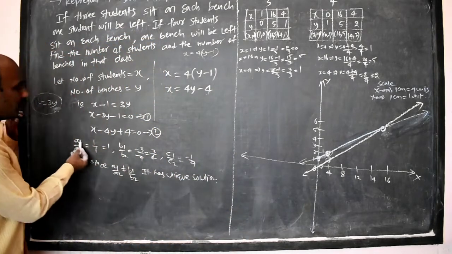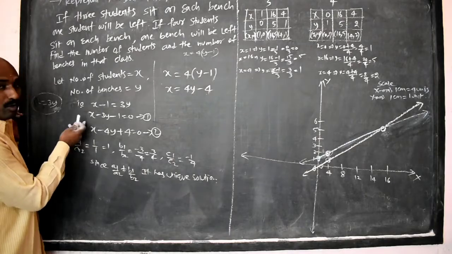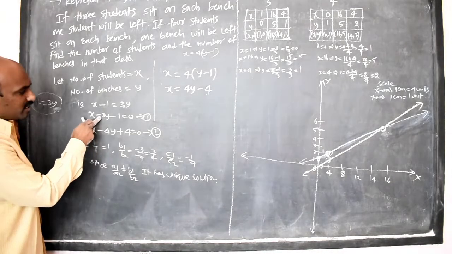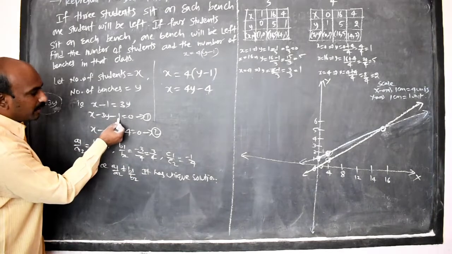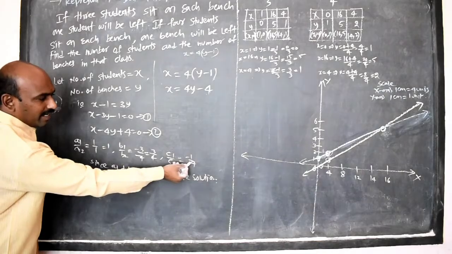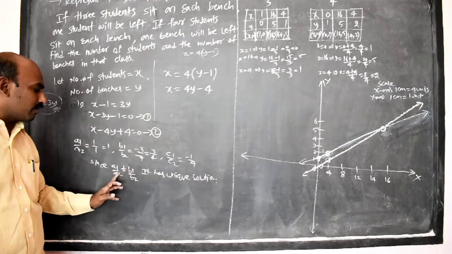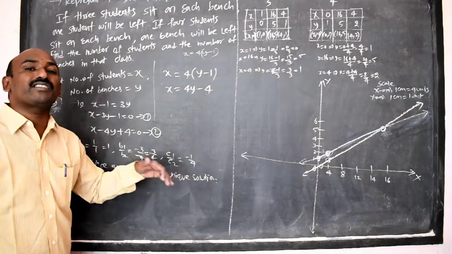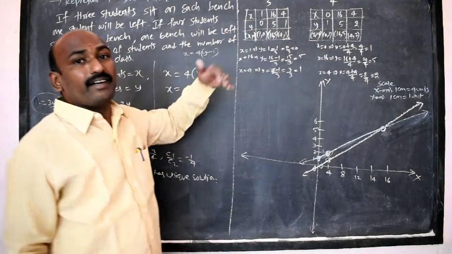We will check the ratio a1 by a2, the coefficient of x by the coefficient of x in both equations. 1 by 1 is nothing but 1. b1 by b2 is minus 3 by minus 4, that is 3 by 4. c1 by c2 is minus 1 by 4. Here, 1 is not equal to 3 by 4, so we can conclude that a1 by a2 is not equal to b1 by b2, hence it has a unique solution. We can say it is consistent also. Now we can plot the graph.